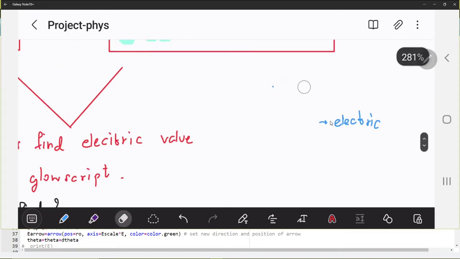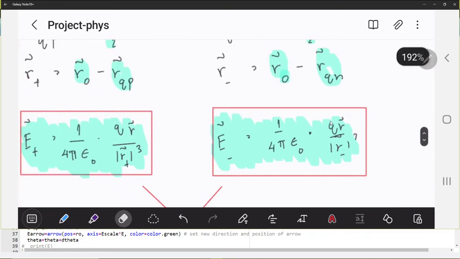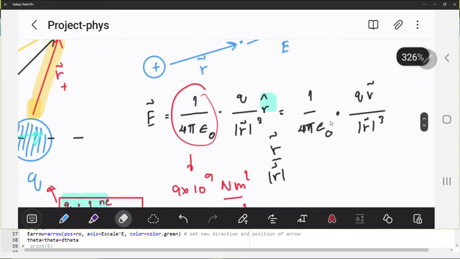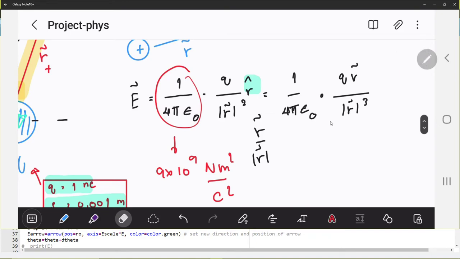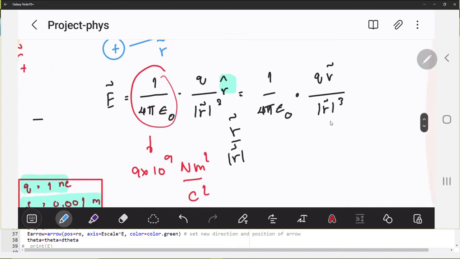Let's start with the theory. Okay, the formula of this method is vector E, E represents the electric field, equal to 1 over 4 pi epsilon naught multiplied by Q, the charge, over the magnitude of vector R squared, multiplied by R hat. And R hat you can find by this: vector R divided by the magnitude of vector R. Oh, sorry. So you will get the new formula.